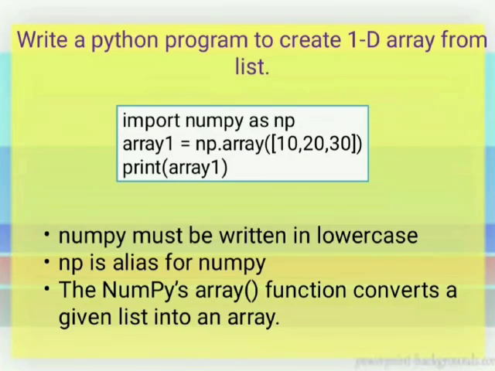Array1, the name we have given, is equal to np.array. What is array? Array is a function which converts a given list into the array. The list is created using square brackets. There are 3 elements in the list, 10, 20, 30. When we use np.array, the list will be converted into numpy array. And when we print the array1, then 10, 20, 30 will be printed.